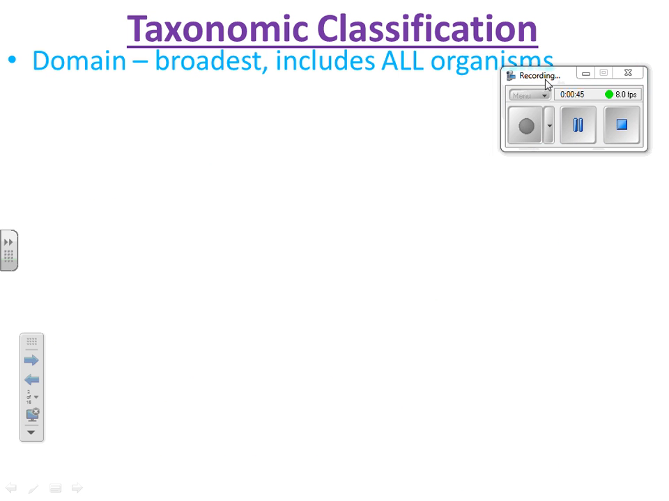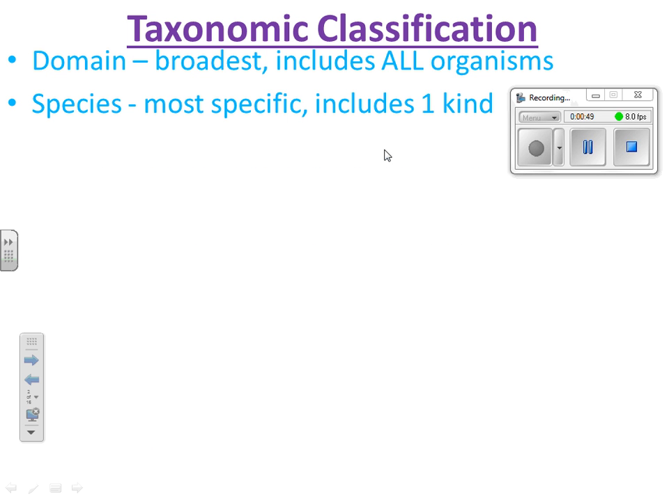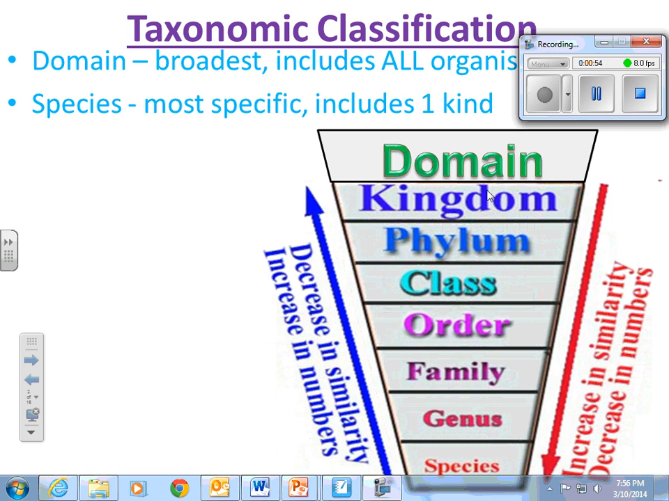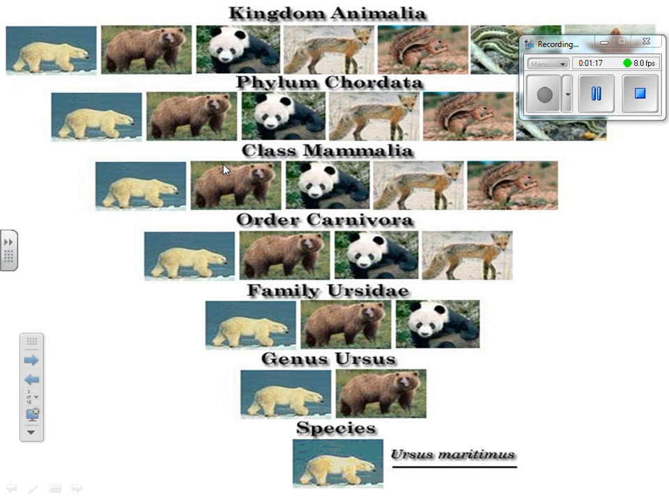Taxonomic classification includes all organisms. It's the broadest level. The species is the most specific and only includes one kind of organism. So domain is the broadest, species is the most specific. As you go down, you are narrowing it down, so you're getting smaller in number, but they are more and more similar. One way to remember it is to use a mnemonic like Dear King Philip Came Over For Good Soup, and that will help you remember the order: domain, kingdom, phylum, class, order, family, genus, species.